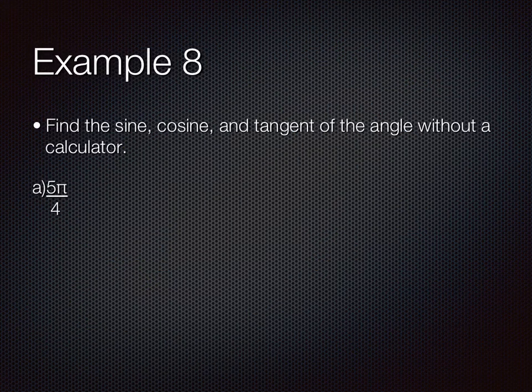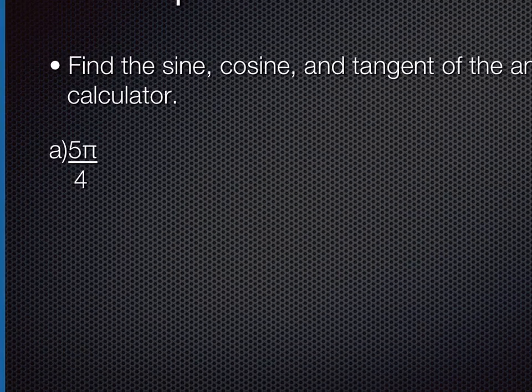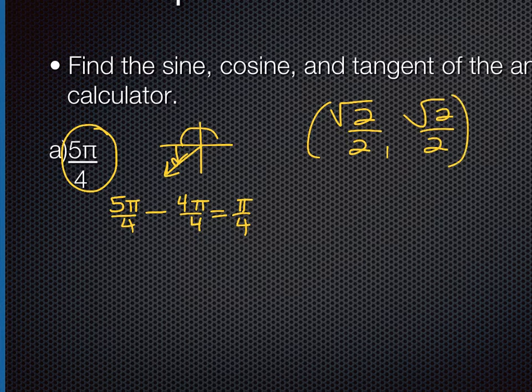Example 8 says, find the sine, cosine, and tangent of the angle without a calculator. So now we're going to talk about how you can do this with the reference angle. So instead of knowing your full unit circle, you can figure out what the reference angle is for 5 pi over 4. So I know that this would be just past pi. The reference angle there would be 5 pi over 4 minus pi, or 4 pi over 4, which is pi over 4. So knowing that, you can know your point, which is root 2 over 2 and root 2 over 2. And then because we're in the third quadrant and all students take calculus, I would know the tangent and the cotangent are positive and everything else is negative.